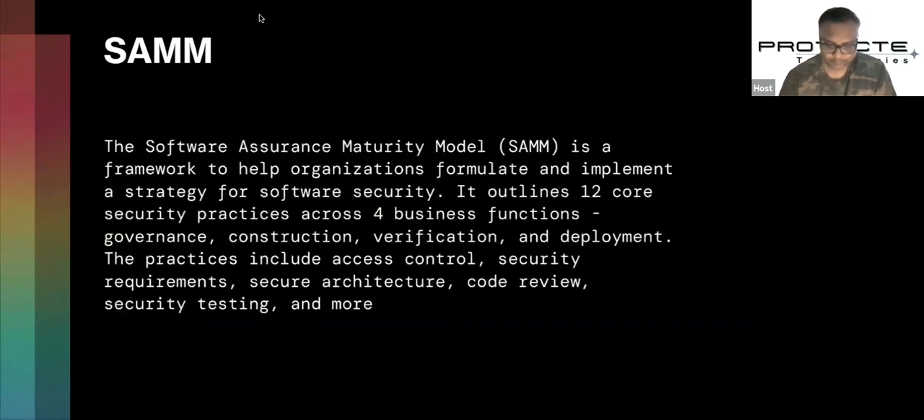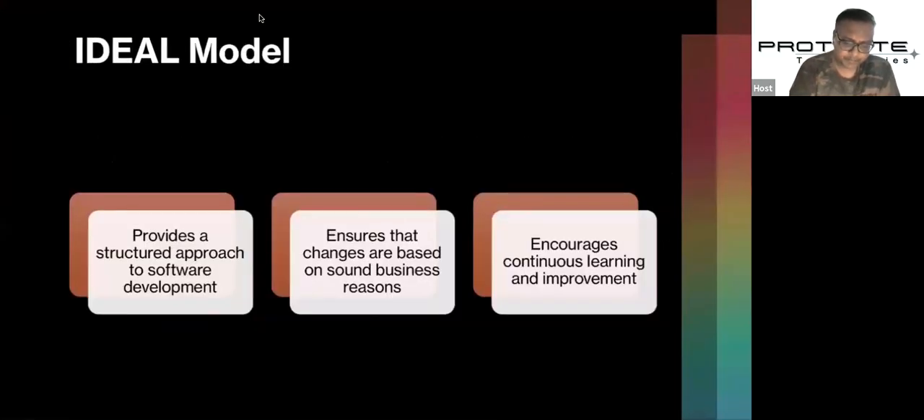Okay, let's go ahead. Okay, these are the 12 core security practices. They include access control, security requirements, security architecture, code review, security testing, and more. So it is exactly not given. Just to be aware of that, SAMM is one of the ways in which you can find the maturity of a software development partner.